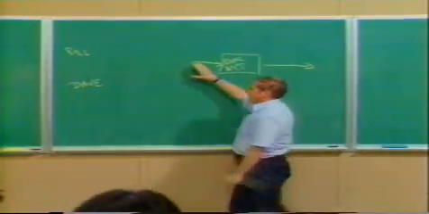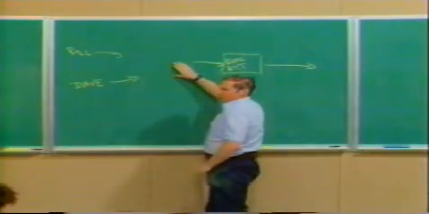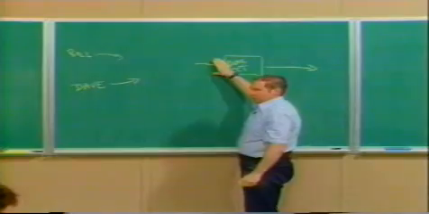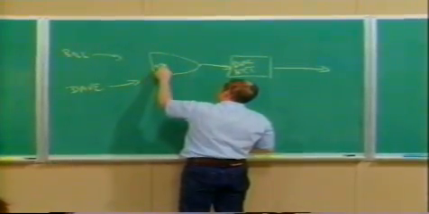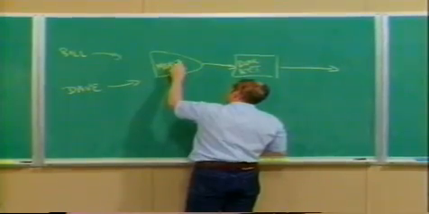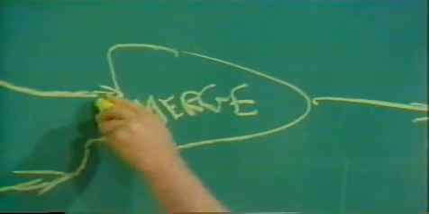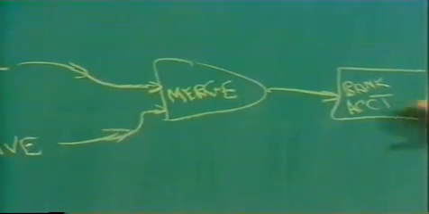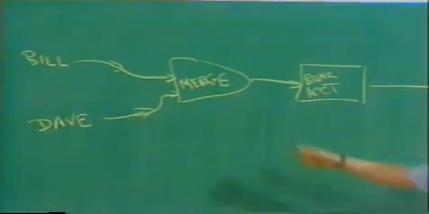Well, Bill puts out a stream of transaction requests, and Dave puts out a stream of transaction requests, and somehow they have to merge into this bank account. So what you might do is write a little stream processing thing called merge, which takes these, merges them together, produces a single stream for the bank account. Now they're both talking to the same bank account. That's all great, but how do you write merge?